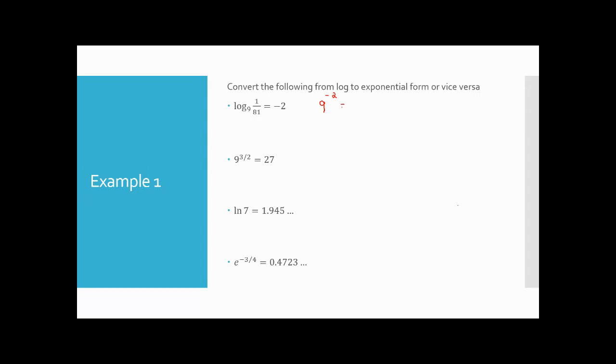Then I set it equal to whatever I'm taking the log of. So what's remaining is the 1 over 81. And so that's how you can convert from something in log form to an exponential form. And you can do 9 to the negative 2 on your calculator. You can do 1 divided by 81, and you can verify that those are equal to the same thing.